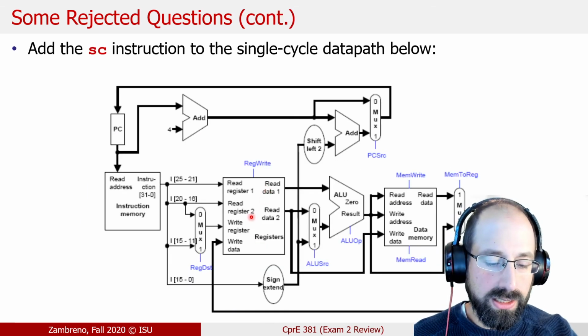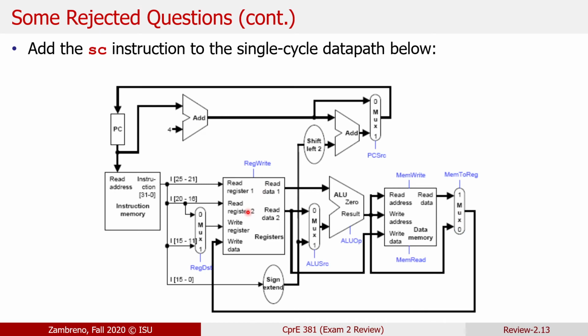So, another rejected question. This one is only rejected because I've asked it too many times and I got bored of it, so there's nothing wrong with it. Add the store constant instruction to the single cycle data path below. For this to be a valid exam question, I would have to provide you more context than that, right? I can't just say add an instruction and not tell you in a textbook style of way what that instruction is actually doing. Let us assume that this instruction takes the immediate value, sign extends it, and just stores that value into the register file at the selected address.